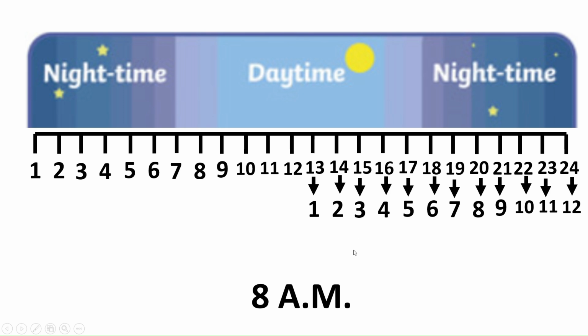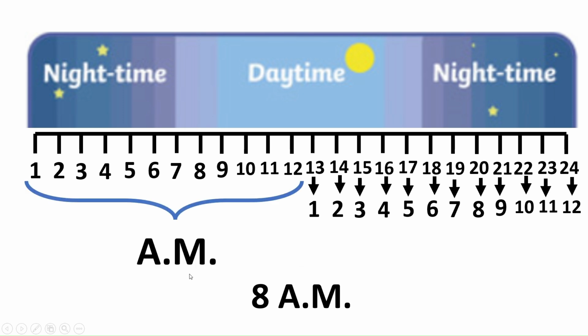So let's have a go telling the time using this. If we see we have 8 a.m., let's see where it is on the timeline. Well, we can see that it has the ending AM. We know that AM refers to the first 12 hours of the day. So let's find the number 8 there. And we can see that it's in the early morning.